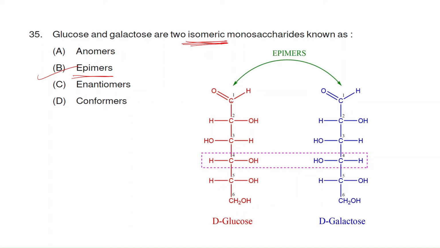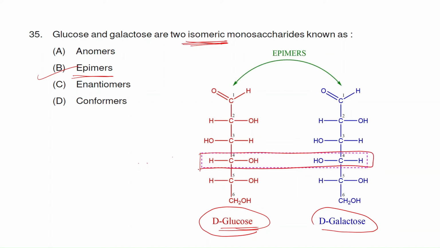We can see the formula of glucose. This is the formula of D-glucose. This is the formula of D-galactose. Both have the same molecular formula. Both have the same number of carbon, hydrogen, and oxygen. But where do they differ? They differ in a single carbon position, that is the C4 position.